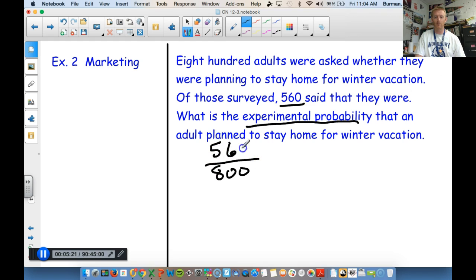So 560 out of the 800 said that they were going to stay home. So we would take into our calculators and we would simplify 560 over 800, and that simplifies to 7/10. So 7 out of 10 people would stay home for their winter vacation. Sounds like me. I'd never leave anywhere other than to come to school or basketball.